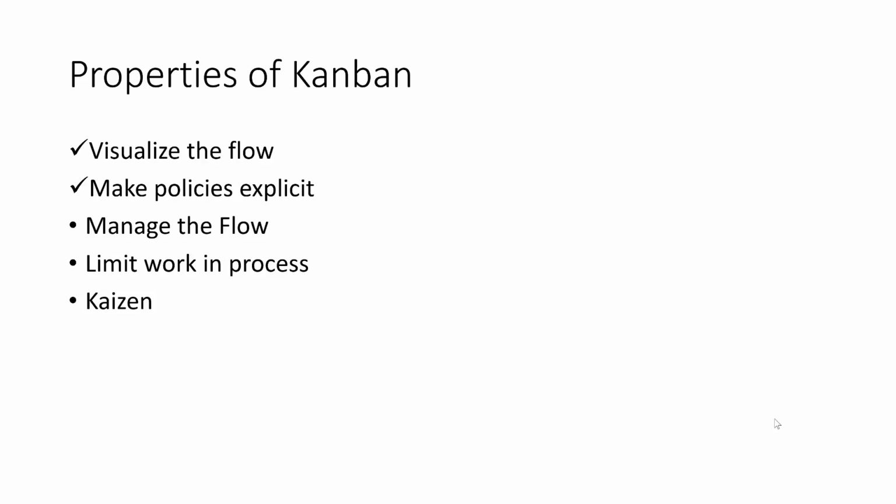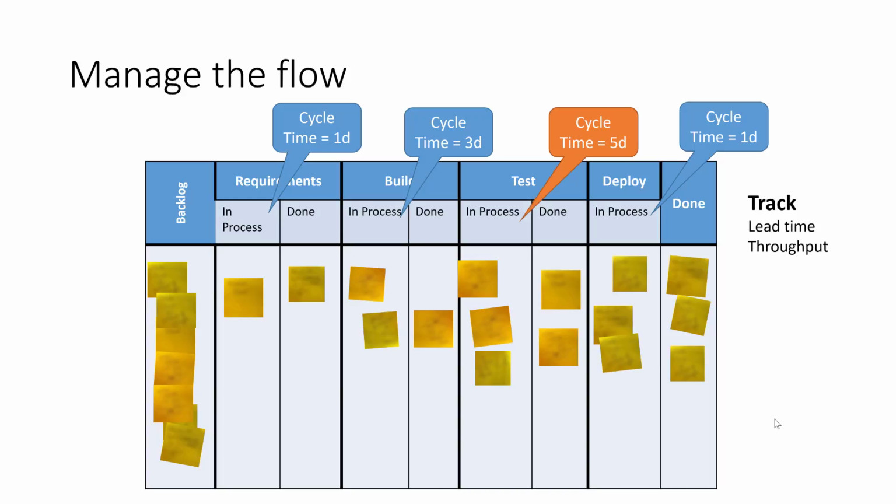So you want to manage the flow. So we've got explicit policies. Now we've talked about the ways of looking at the flow, and how do you manage it? Well, you want to manage it by tracking cycle time in particular for each of the sections, and tracking your lead time and throughput. Those are really the 3 biggies. So cycle time for each of the steps, and then throughput, how many things per day or per week or for 2 weeks or whatever your time period is.